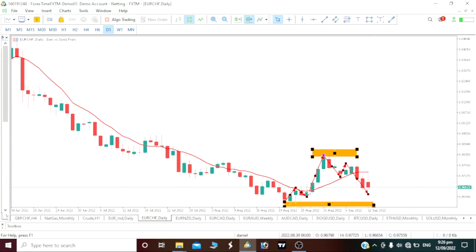On euro Swiss franc, we are still expecting a drop. We are expecting a drop at least to take out these lower lows and a continuous bearish move on this euro Swiss franc. So the daily time frame is also on a bearish move and it is now dropping. Time to enter because the impulse move has now started.